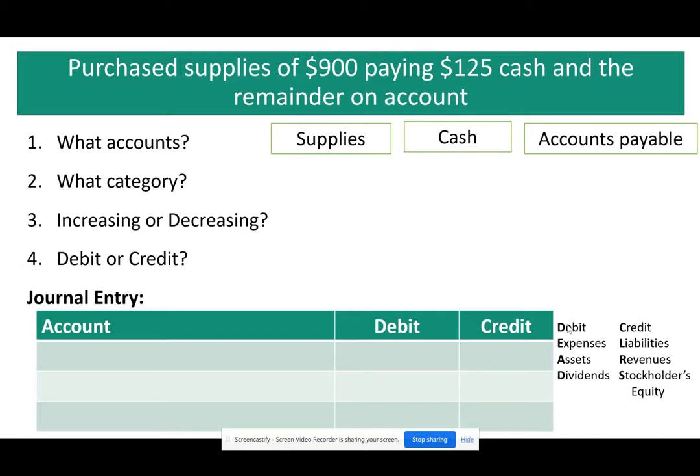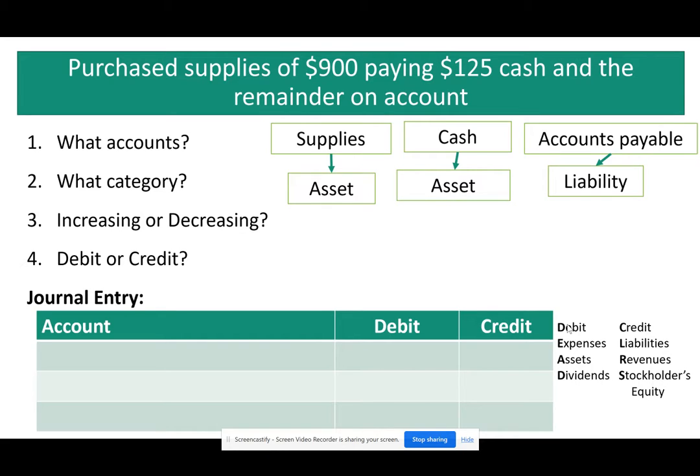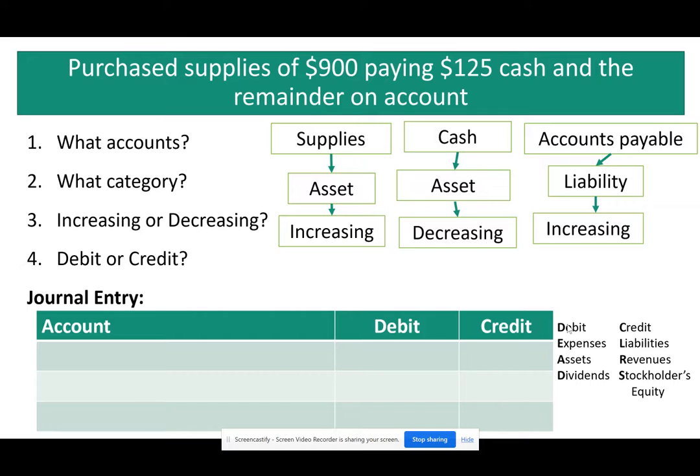We know supplies is an asset. We know cash is an asset. We know accounts payable is a liability. Now, we purchase some supplies, so we are receiving supplies, and so that asset is increasing. But we used cash, so that asset is decreasing. And then we owe more money because we didn't pay all. We only paid $125. So our liability is increasing because we owe more money.